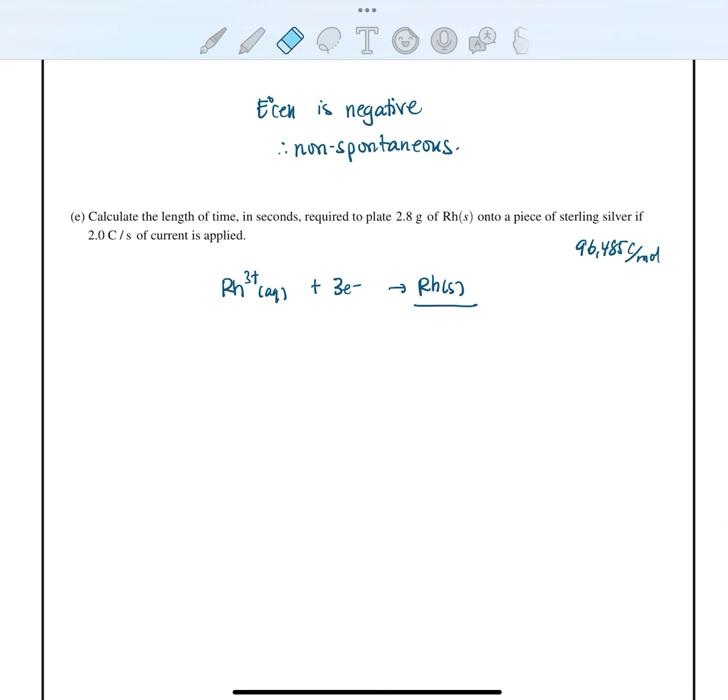All right, let's continue and finish up question 3. Calculate the length of time in seconds required to plate 2.8 grams of Rh onto a piece of sterling silver if 2.0 coulombs per second of current is applied. So this is a Faraday's law problem where there is an equation I'm going to use which looks like this.